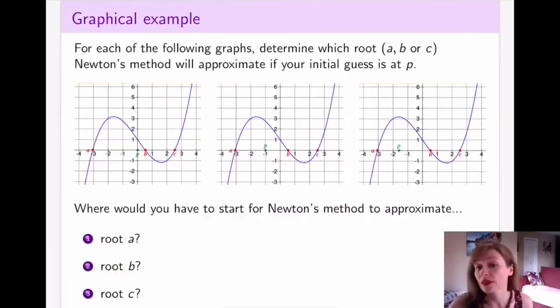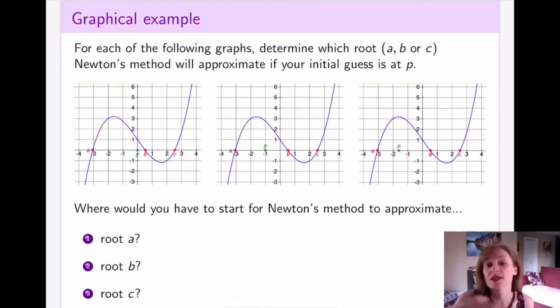For Newton's method, one can ask questions that are based on the graphical understanding of the method or algebraic understanding or carrying out of the algorithm. Let's take a look at the graphical question. So here's a function that I have. So clearly the curve intersects the x-axis in 3 different spots, A, B, and C. So these are the x-intercepts or the roots that I might want to approximate. And the question asks, if I start at this point P, which root am I going to approximate using Newton's method?